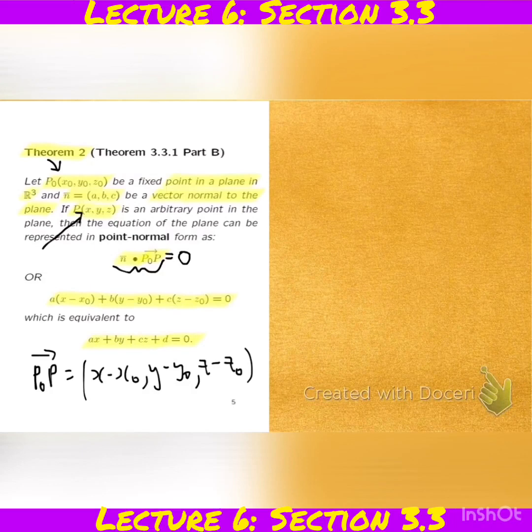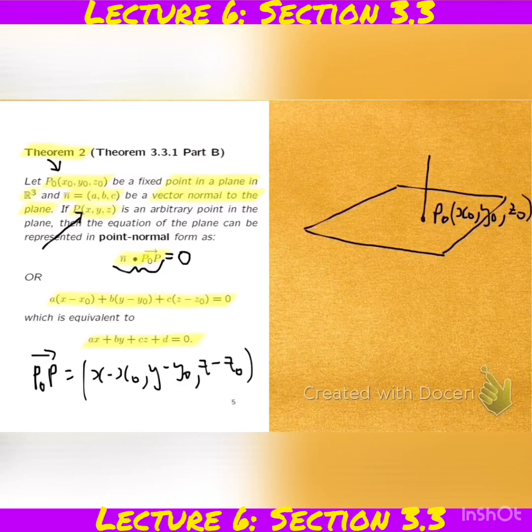So if you were to draw that again, here you've got your plane. It's only a section of the plane that I'm drawing here. And there you've got your point P0, which is x0, y0, z0. And you have the normal vector, which is the vector that is perpendicular to the plane. And that's the vector n.